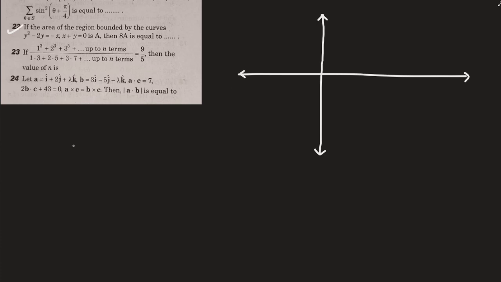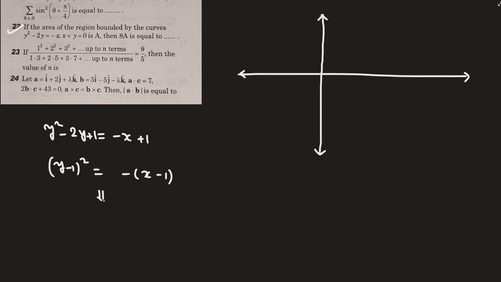Now coming to the next question, 22. The area of the region bounded by the curve, two curves are given. We have to find the area of this region bounded by these curves. First of all we draw the axes. Notice that y square is quadratic in y, and every such quadratic expression represents a parabola. So y square minus 2y equals minus x. Now adding 1 on both sides, it will be (y minus 1) whole square equals minus (x minus 1).